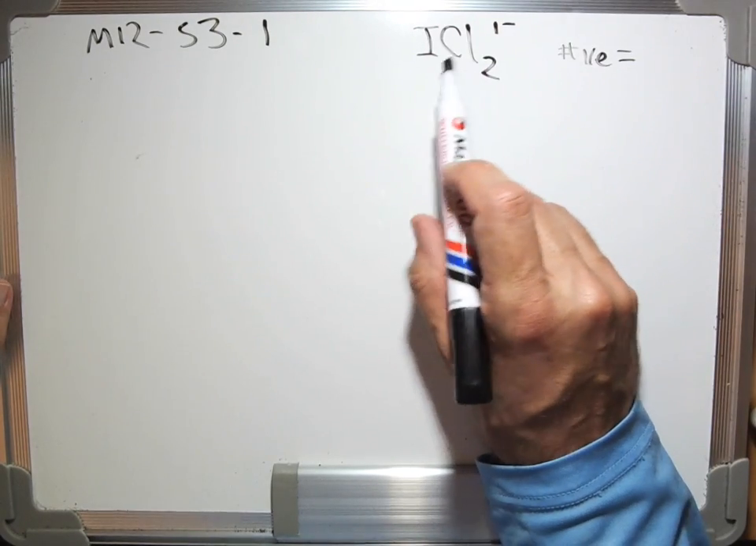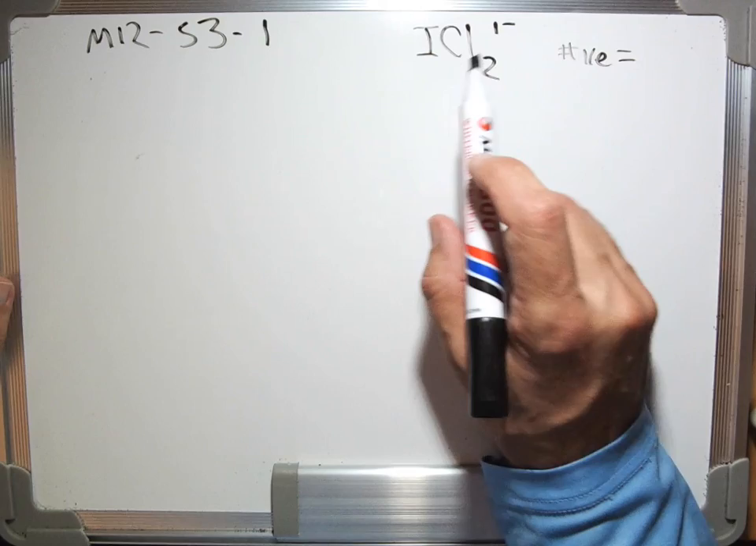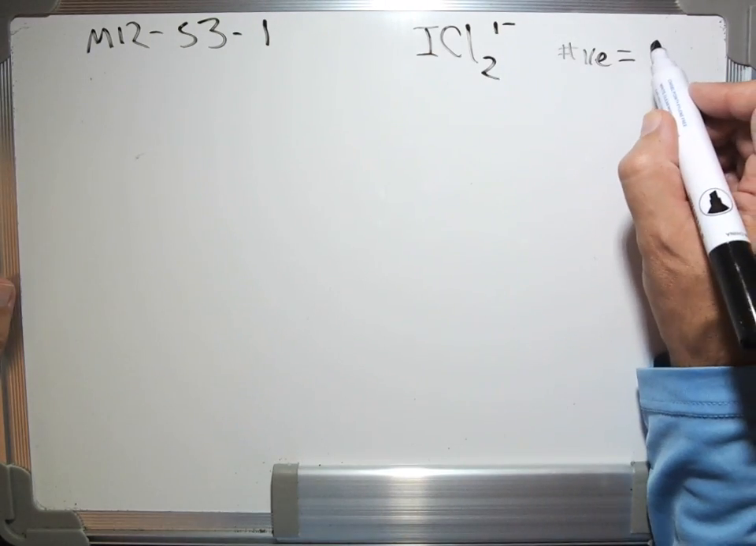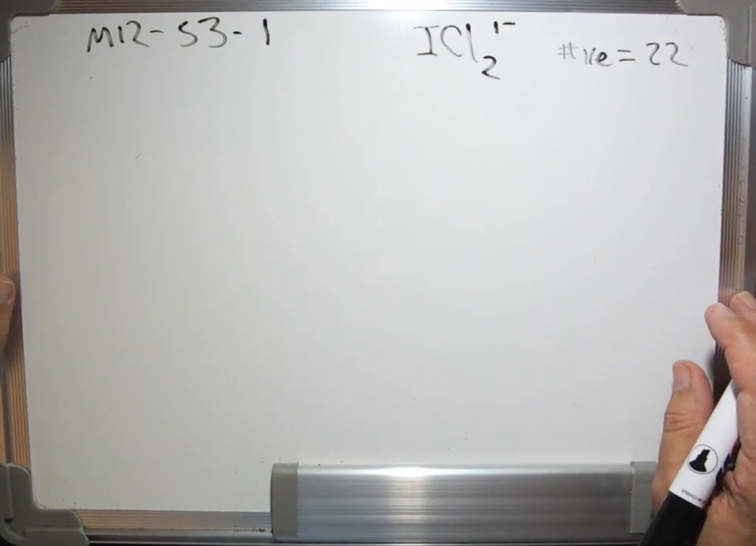All three are in group 7, so 3 times 7 for 21. One more to impart the minus 1 charge. We have 22 valence electrons.